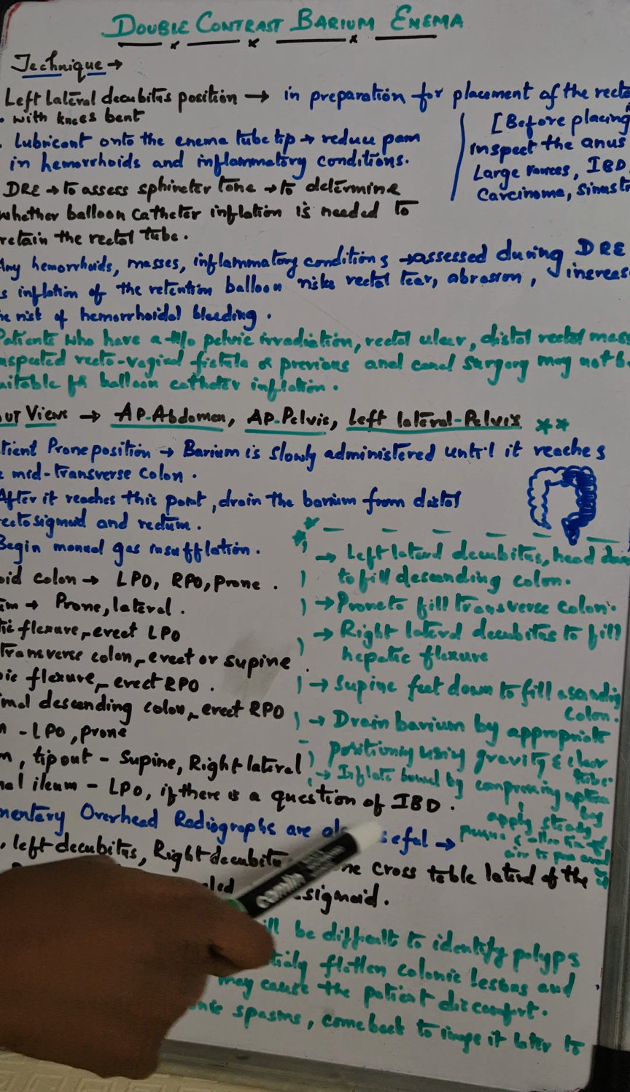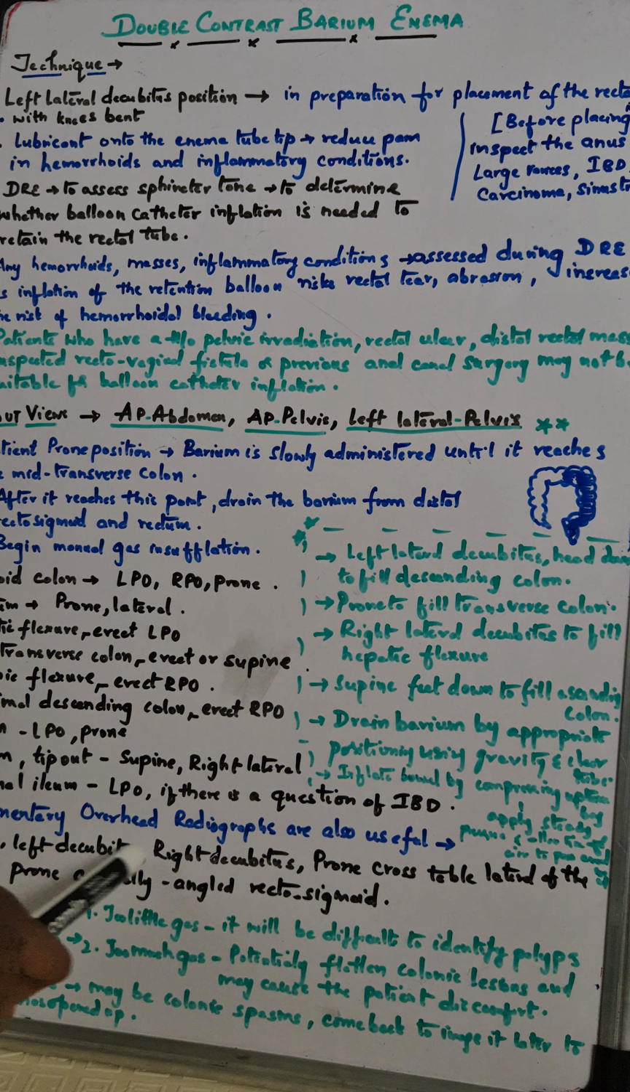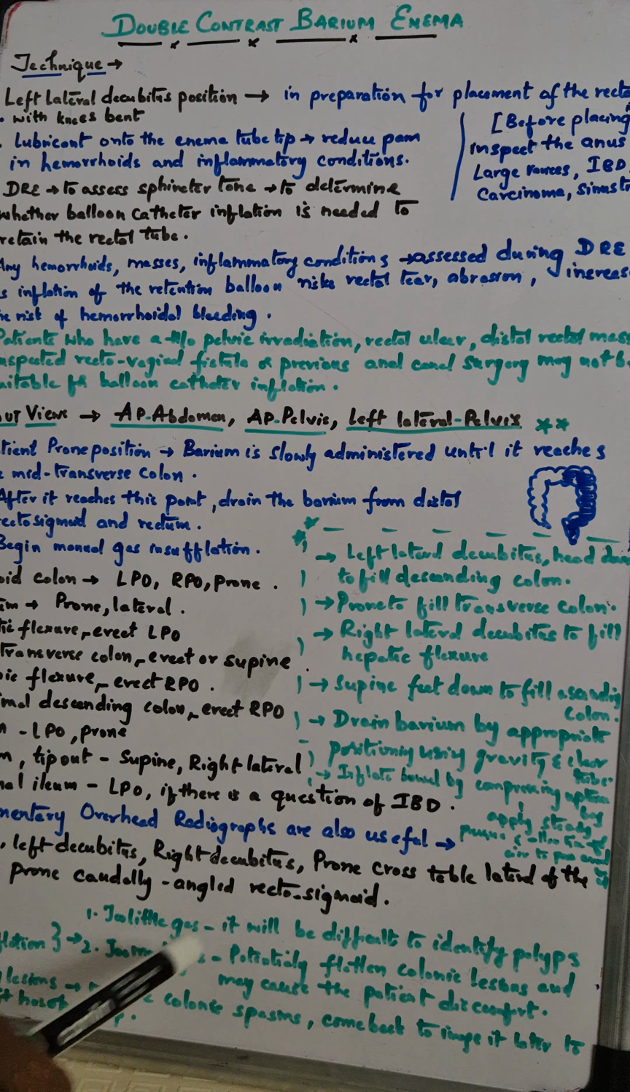Supplementary overhead radiographs are also useful: prone, left decubitus, right decubitus, prone cross-table lateral of the rectum, and prone caudally angled rectosigmoid.